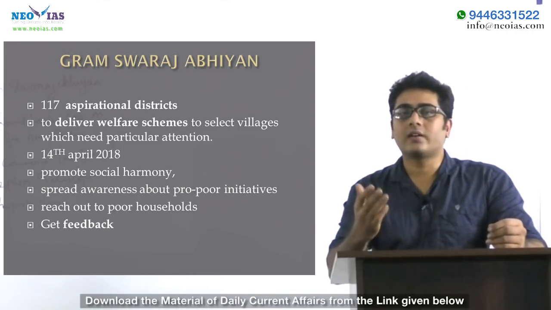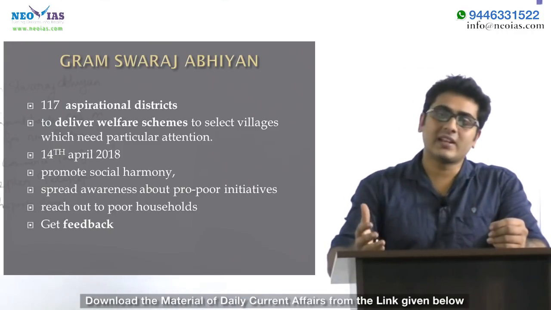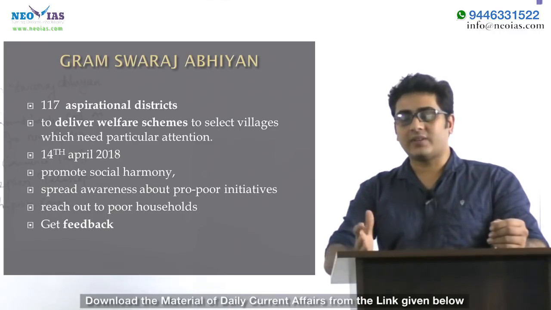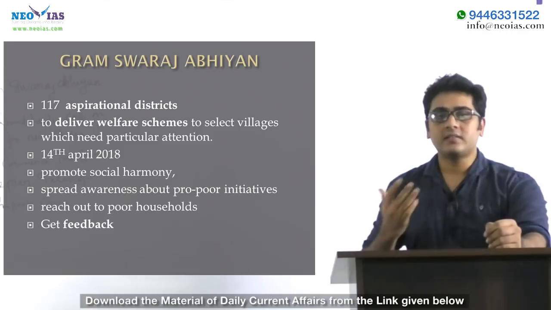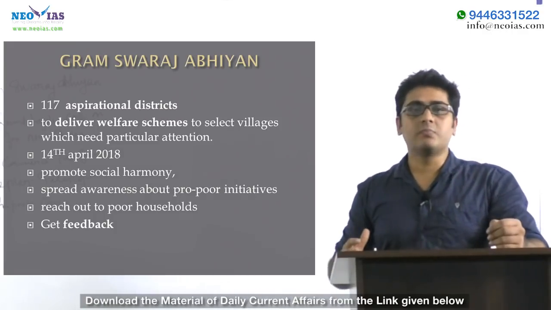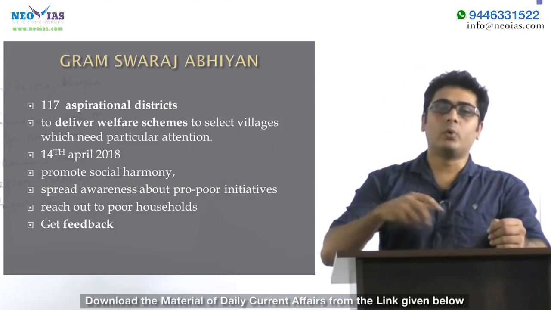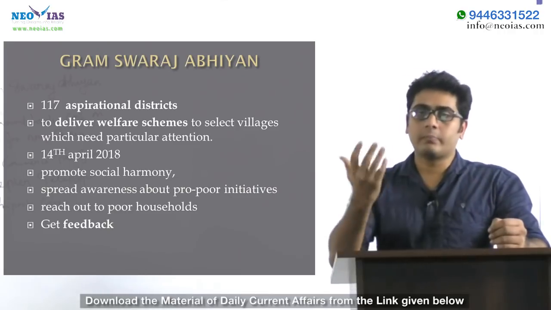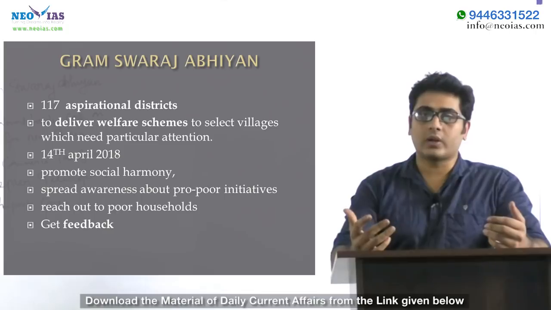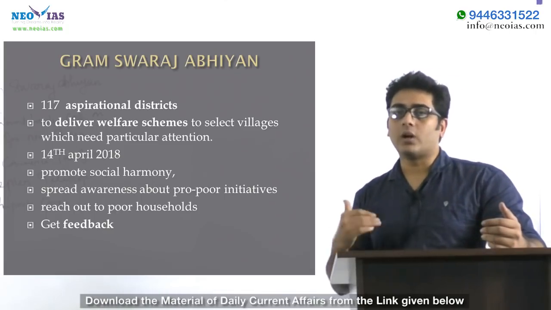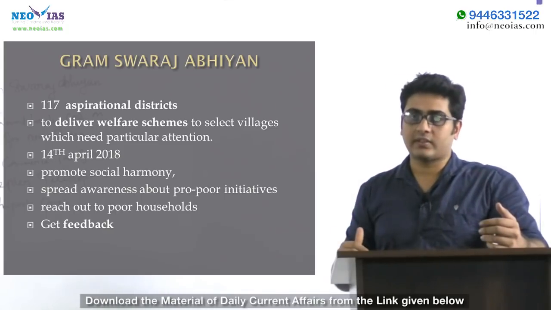The news regarding Gram Swaraj Abhiyan is that recently the government has added 117 aspirational districts into the Abhiyan, into the scheme, and they have also sent a team of IAS officers to monitor and coordinate with the program. So first let's understand what this Gram Swaraj Abhiyan is, and then we will see what aspirational districts are.